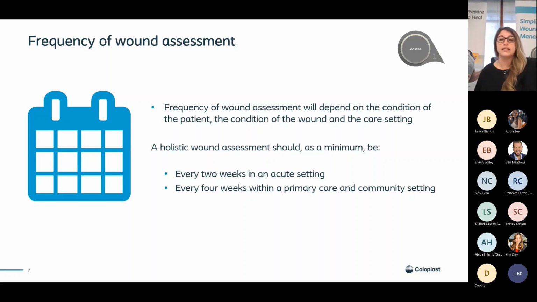The frequency of wound assessment will depend on the condition of the patient and the condition of that wound and what care setting they're being looked after in. But you also must make sure that you follow your own policies around wound assessment and how often that should be done. As a minimum, holistic wound assessment should be done every 2 weeks in an acute setting and every 4 weeks within a primary care and community setting. But you will reassess that wound every time you look at it, and you may decide that that wound is deteriorating, and do you need to relook at your holistic assessment to find out why that wound is deteriorating.